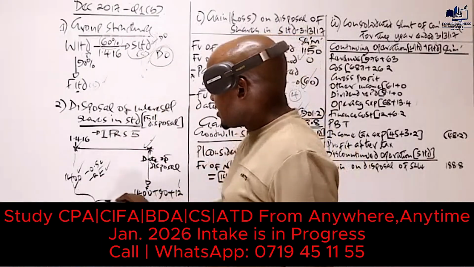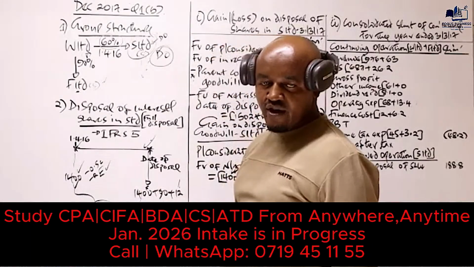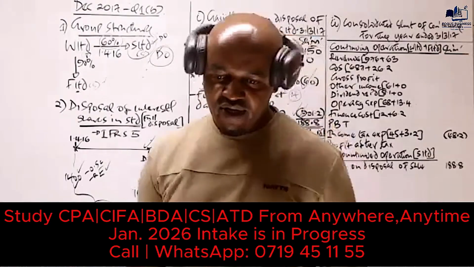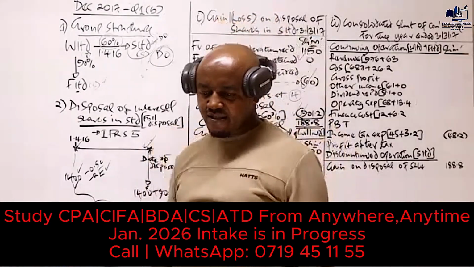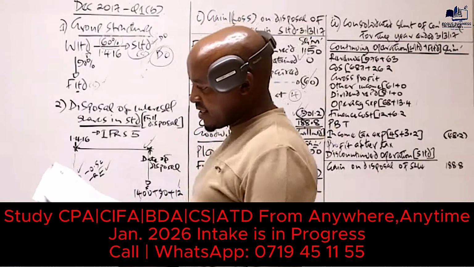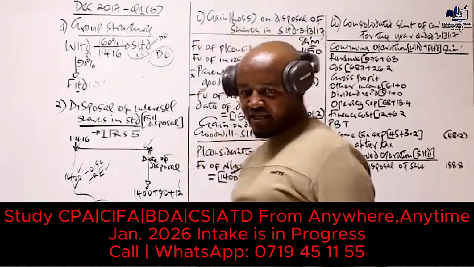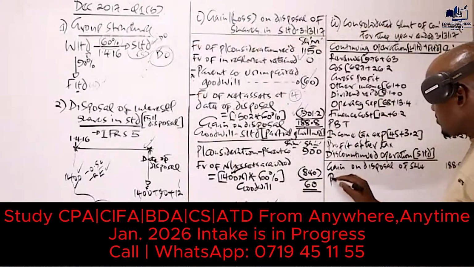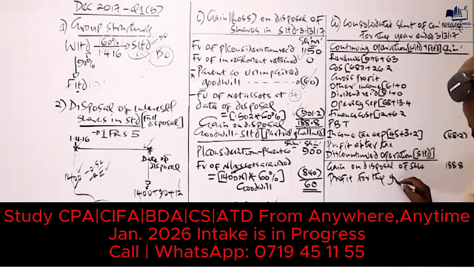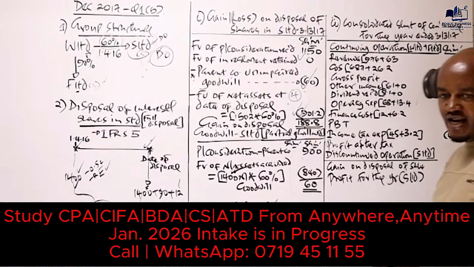We will basically take the profit or loss of S for the whole year. Where do we get that? We get that from the income statement of S. From the income statement of S, that company reported a profit of 90. So we also have that here: the profit for the year, for S, is 90.